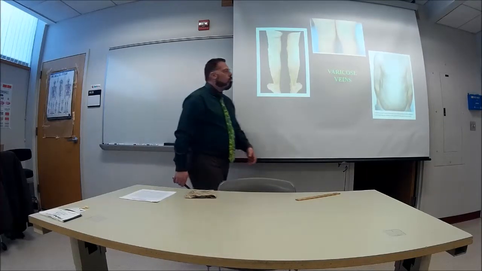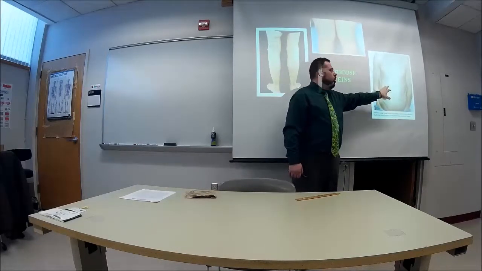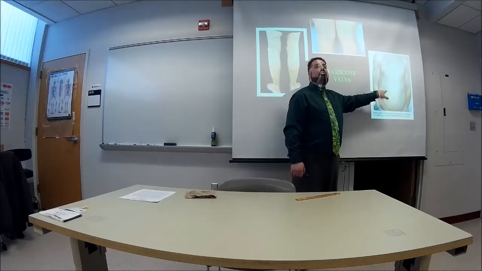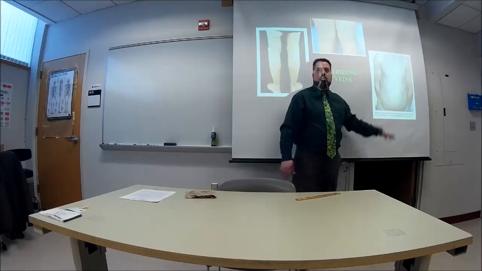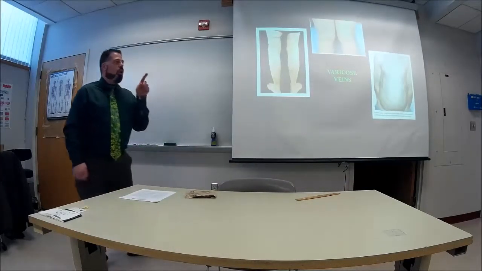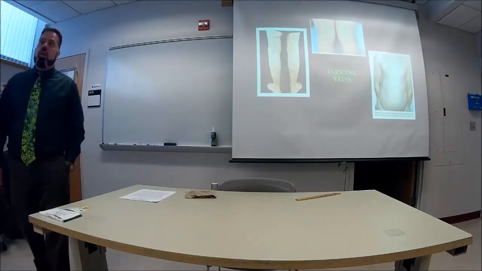Now, don't get me wrong, if you have a backup of blood from the liver, you're going to get the varicosities in the chest and in the abdomen. Eventually, if it's long-standing, it will go down to your legs also. All right? But when you see it in the abdomen, you know that there's something wrong, most likely with the liver. Okay?